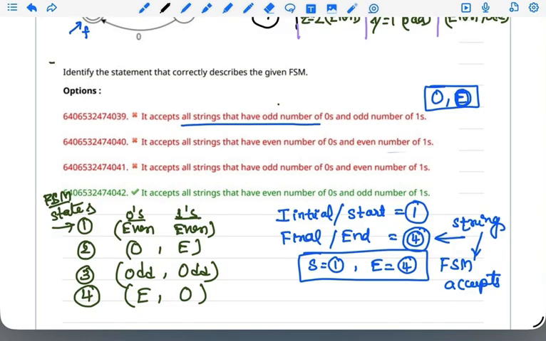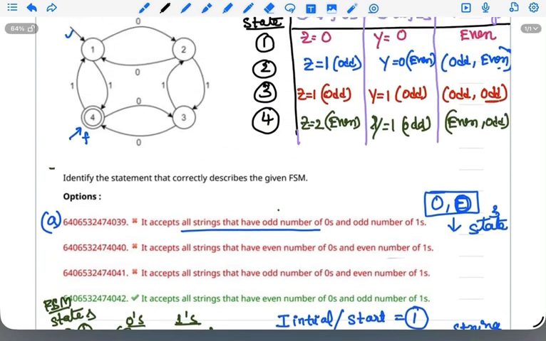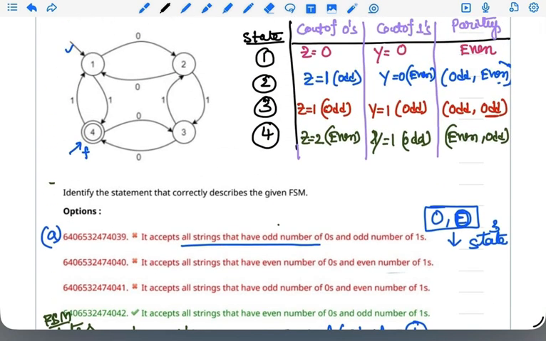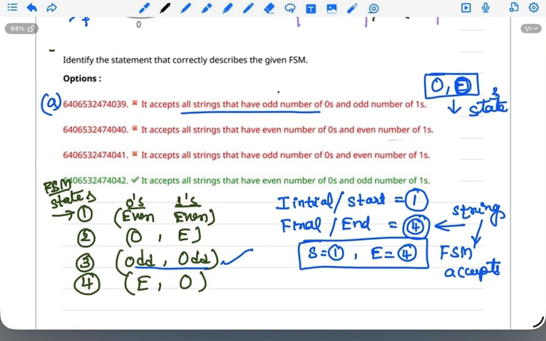Which state does it correspond to? Both are odd, right? So for option A, both are odd, which means state 3. State 3 is not an accepting state, so it does not accept the string. State 1, the initial state, does not process any inputs, and state 2 and state 3 are also processing states. The final state is 4, right? So this option is incorrect because of state 3.